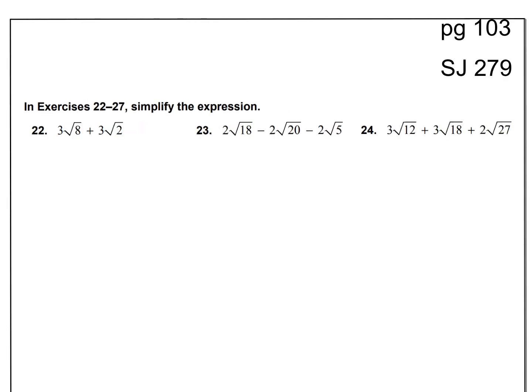I need to simplify these, and what I have to do first, and this is what you have to think about when you do these, is simplify all these radicals that will simplify. Now notice I didn't highlight the number 2 or 5 because they will not simplify. So that's the first thing I'm going to do across the board. I am going to write 3 times the square root of 4 times the square root of 2.